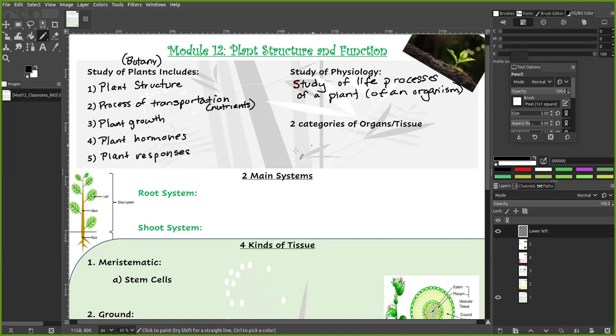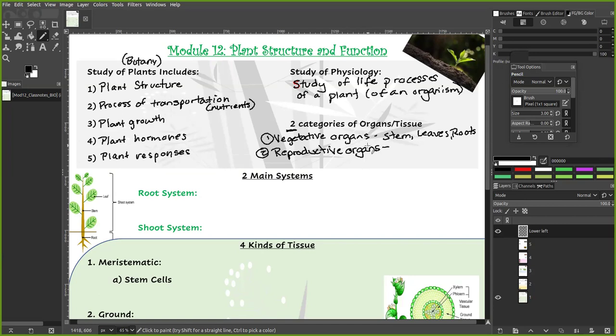Now, as we're going through the structure of plants, keep in mind that there are two categories of organs and tissues. One are vegetative organs. And this is anything that's not reproductive, like the stem, the leaves, the roots. And then second is the reproductive organs. And we studied these in the last module.